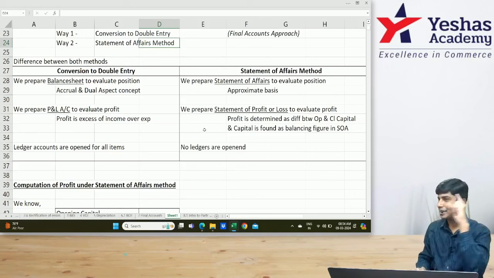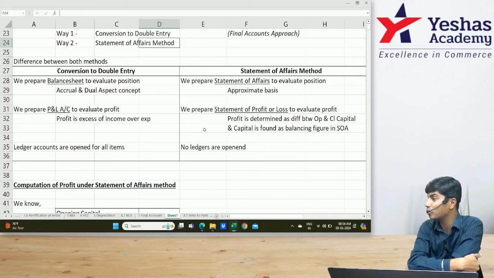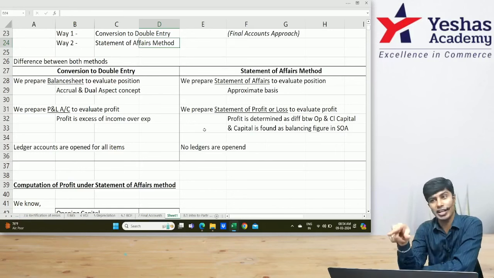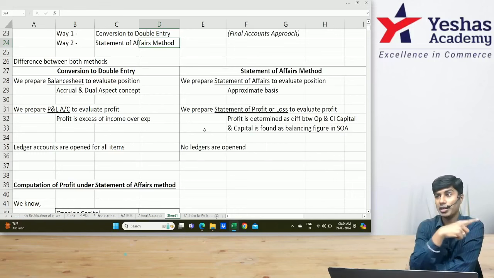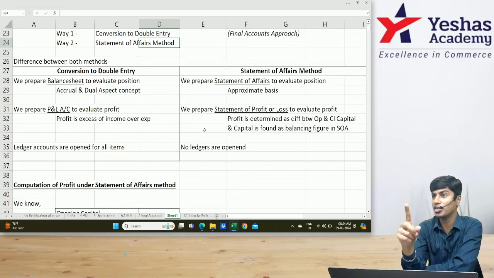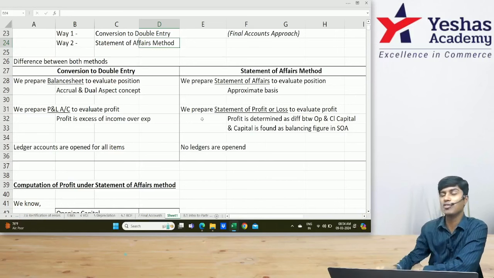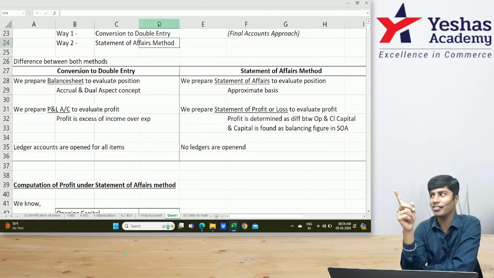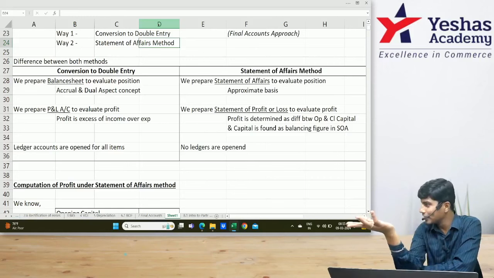On the beginning date, the capital balancing figure in the statement of affairs came to 1 lakh. That is the opening capital. On the closing date, the balancing figure in the statement of affairs came to 1 lakh 20. Now, 1 lakh has become 1 lakh 20. How did the capital increase?